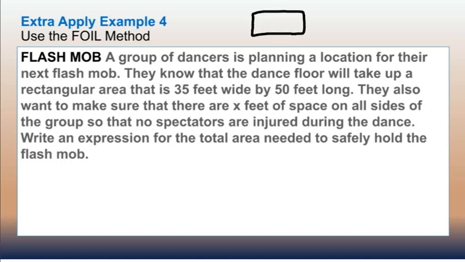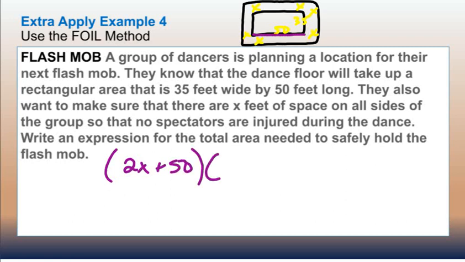So if this is the area, and then there's area on the outside around there. It says the rectangular area is 35 by 50. So let's say this is 50 and this is 35. They also want to make sure there are X feet of space on all sides. So there's an X here, X here, X here, and X here. If I were to create my binomials, I would have 2X plus 50, and then the other side, I would have 2X plus 35.